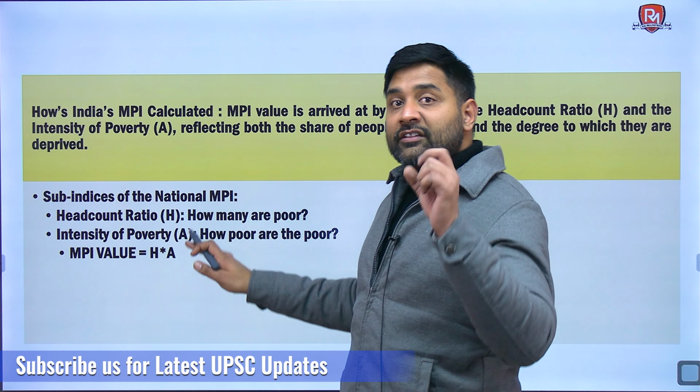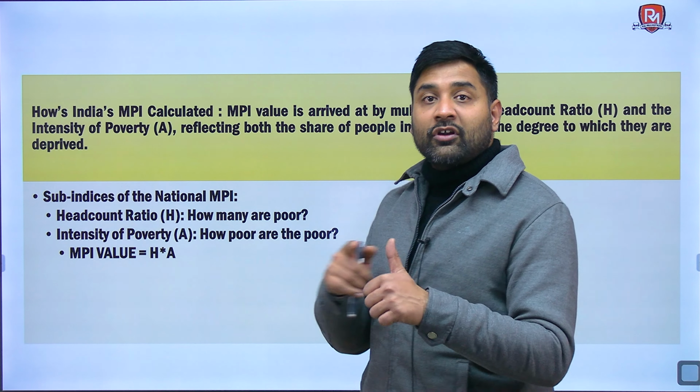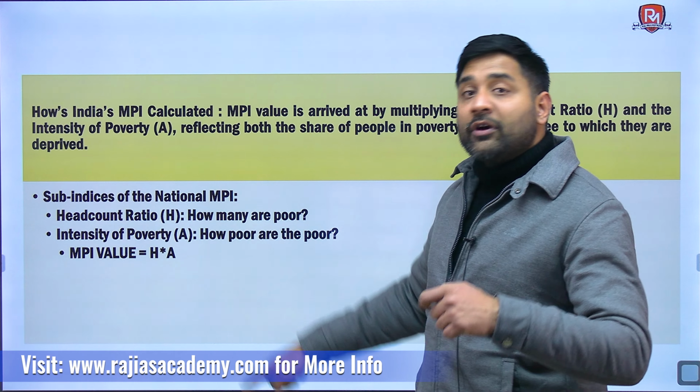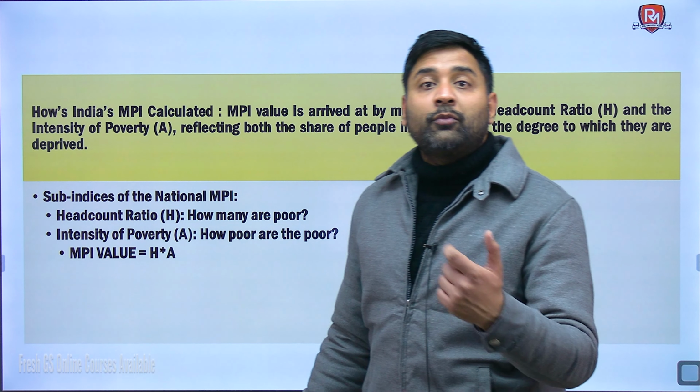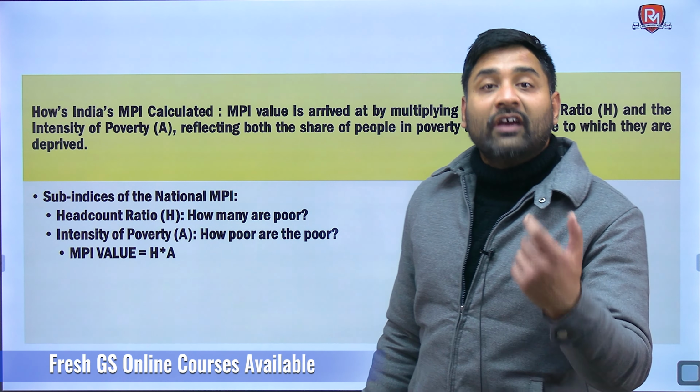So, we calculate these two things: the headcount ratio, the number of people who are poor, and how poor you are. By this, we calculate the multidimensional poverty value in India, which is being used by the Niti Aayog, not by UNDP. Now, what are the major findings of this report published by Niti Aayog?